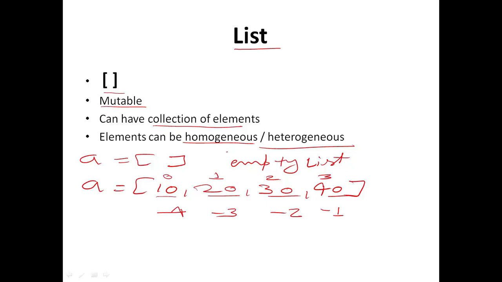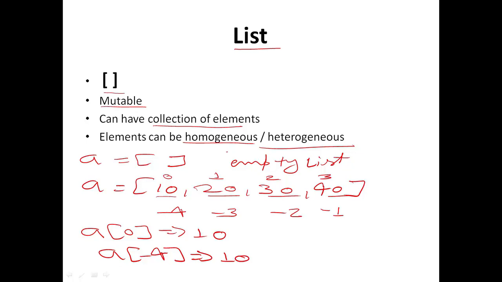We can access the element using the subscript operator and providing the appropriate index. So if I write a[0], then this will print the first element which is at index 0, that is 10. And suppose I write a[-4], at index -4 the element 10 exists, so the answer is again the same value, 10. Similarly we can write any index and we will get the respective value.